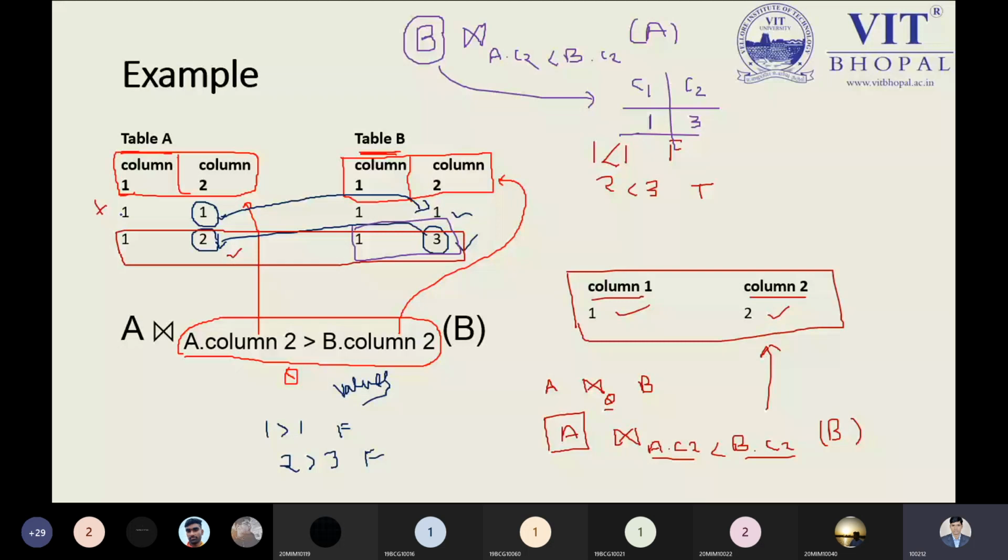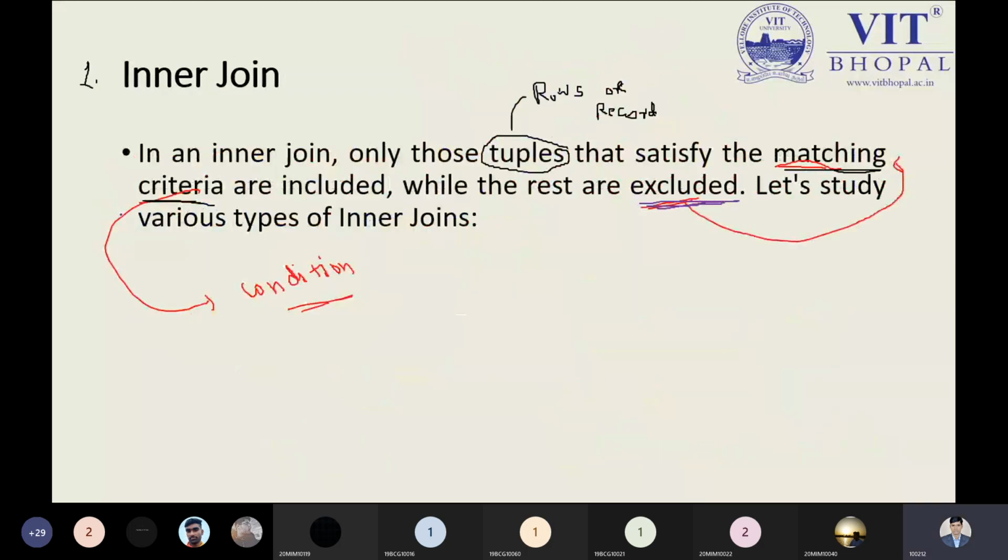So this is the point. This is my point. Inner join is saying to us, we will satisfy the matching criteria that are included while the rest are excluded. Now clear? We will not consider only those. We will consider only those records which are matching with our conditions only. Nothing else. Now clear?